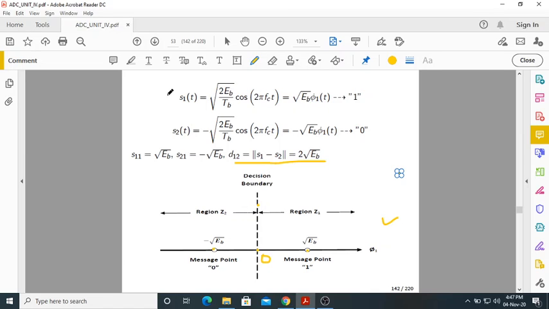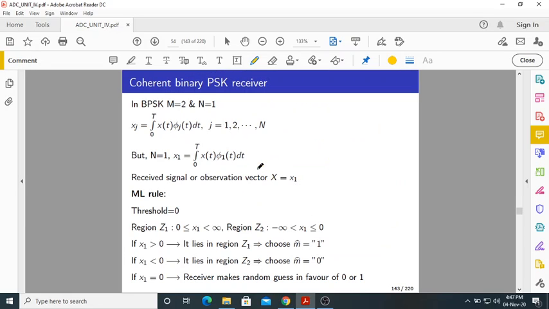Okay. Now these are the transmitted signals of BPSK for symbol 1 and for symbol 0. Now they are negative of each other. So one is independent, one is dependent. That's why we need only one basis function.